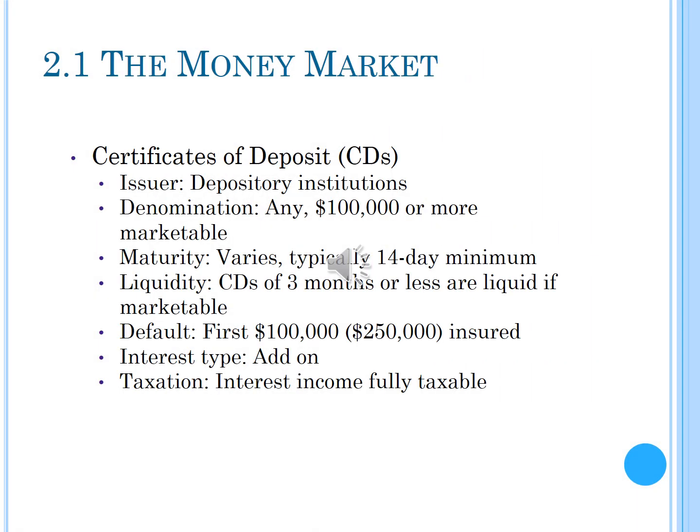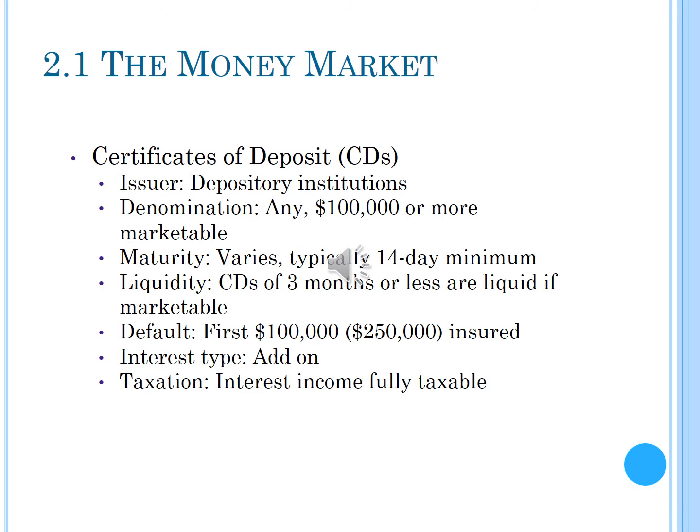Now, the second type of money market instruments that we're going to look at are called certificates of deposit, and they're usually called CDs for short. What is a certificate of deposit? A certificate of deposit is a time deposit with a bank. The time deposits may not be withdrawn on demand, so the bank pays interest and principal to the depositor only at the end of the fixed term of the CD.